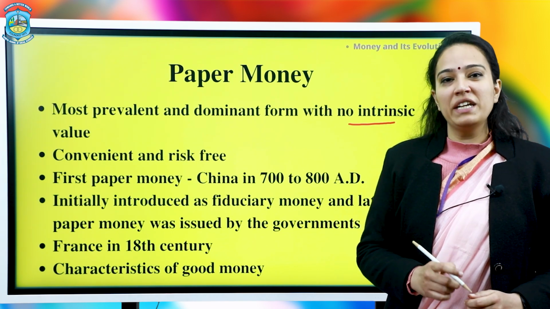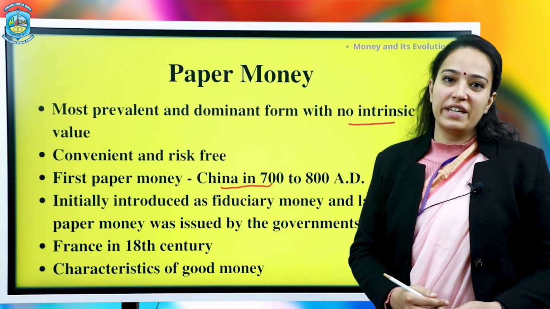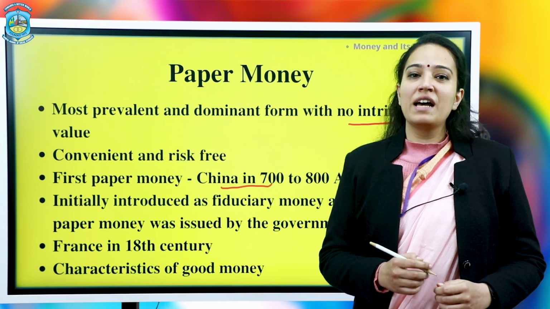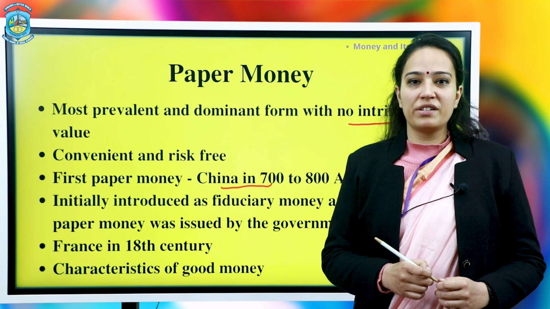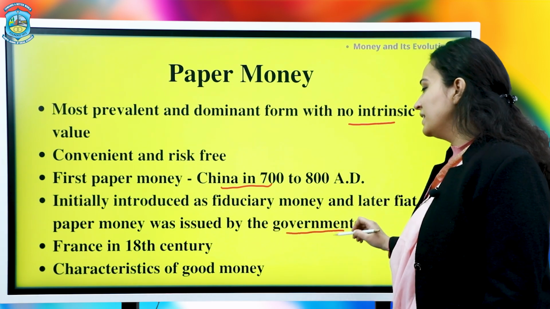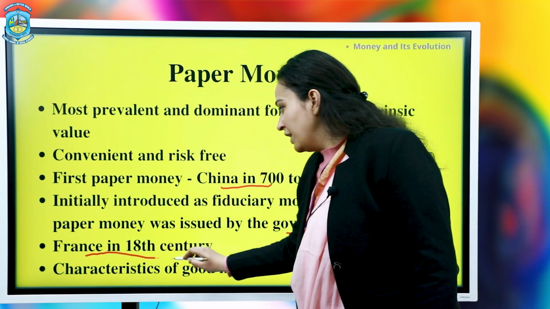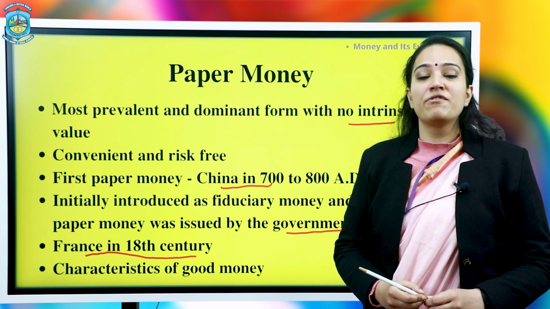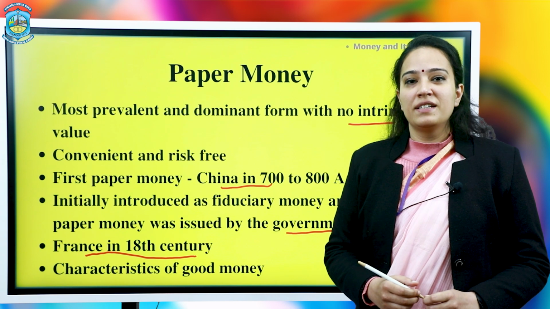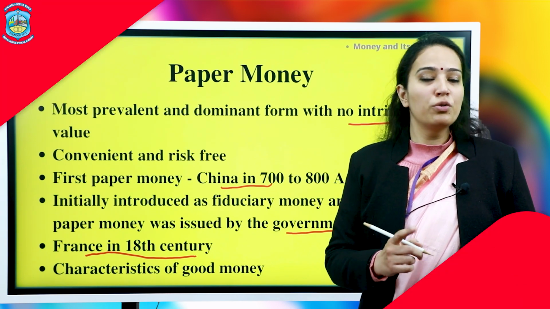First time, paper money was introduced in China between 700 to 800 AD. Initially, paper money was issued as fiduciary money by private entities. It was only later that it was issued by the government as fiat money. It was first introduced on a mass scale in France in the 18th century as fiat money. Paper money satisfies all the characteristics of being a good money.